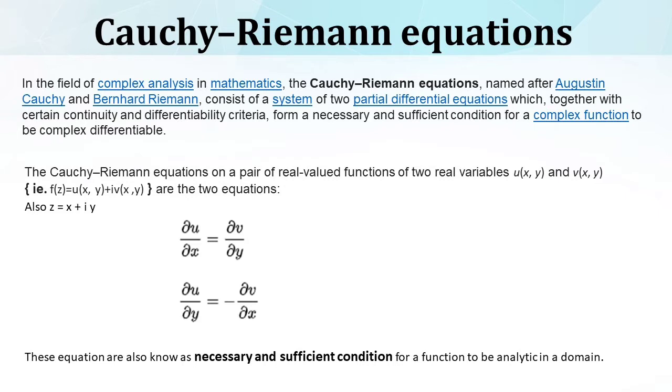Now, what are the Cauchy-Riemann equations? They are: partial derivative of u with respect to x equals partial derivative of v with respect to y, and partial derivative of u with respect to y equals the negative of the partial derivative of v with respect to x. These equations are also known as the necessary and sufficient condition for a function to be analytic in a domain.